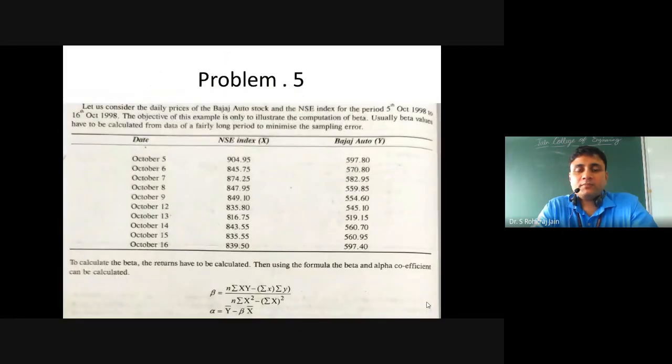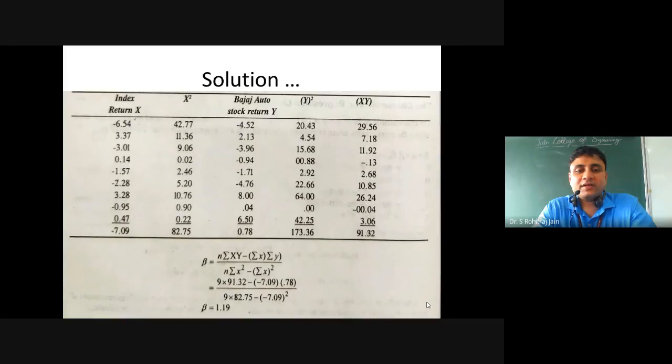See, in this problem, they had given the price. All of you carefully see, they had given the price of the NSE index, and of the stock. So first what we did, we converted into return. How did we convert that into return?